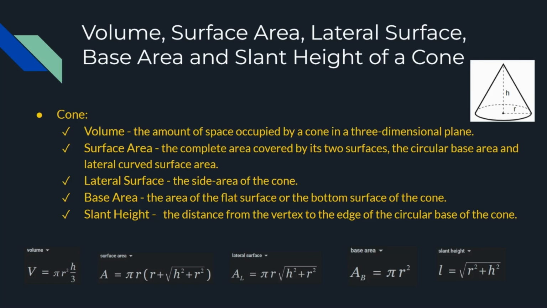The base area of a cone is the area of the flat surface or the bottom surface of the cone. The base area is calculated by pi multiplied by the radius squared. The slant height of the cone is the distance from the vertex to the edge of the circular base of the cone. Cone slant height is calculated by the square root of the radius squared plus the height squared.